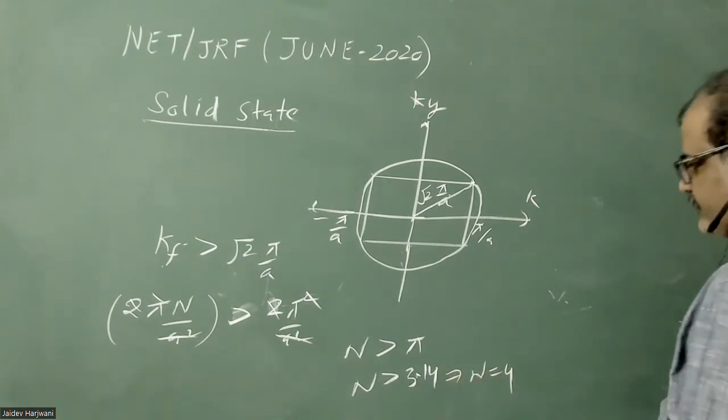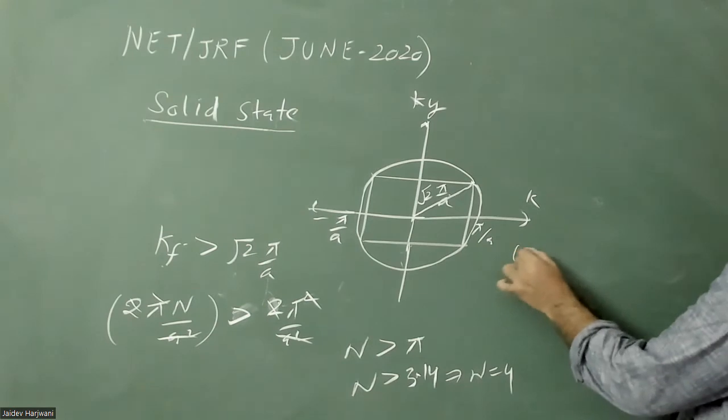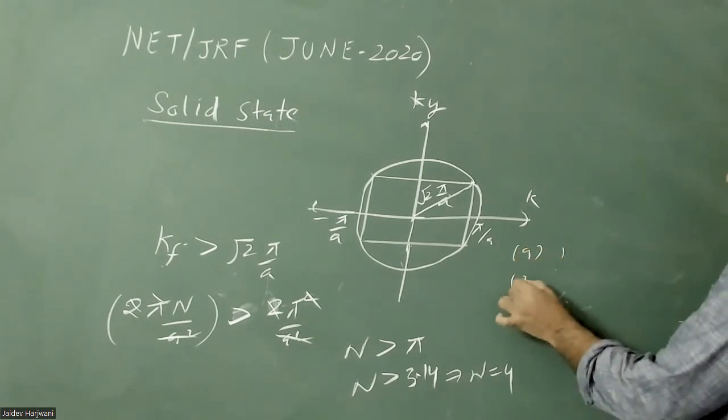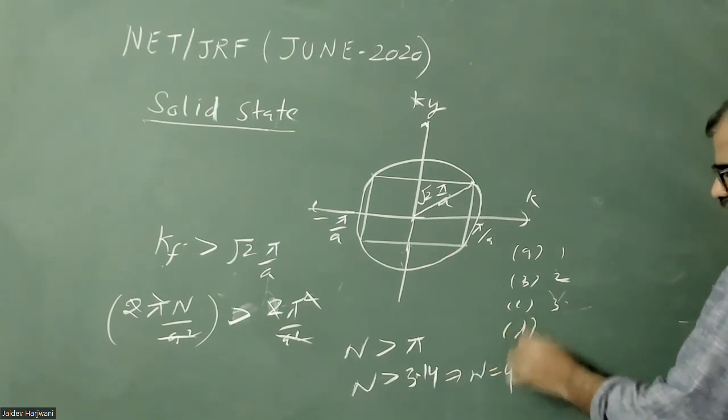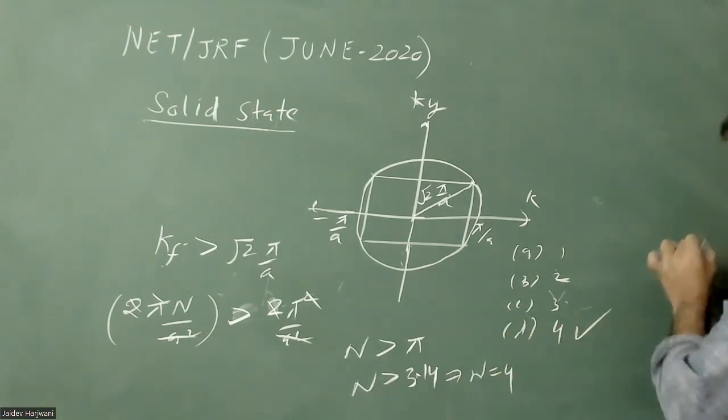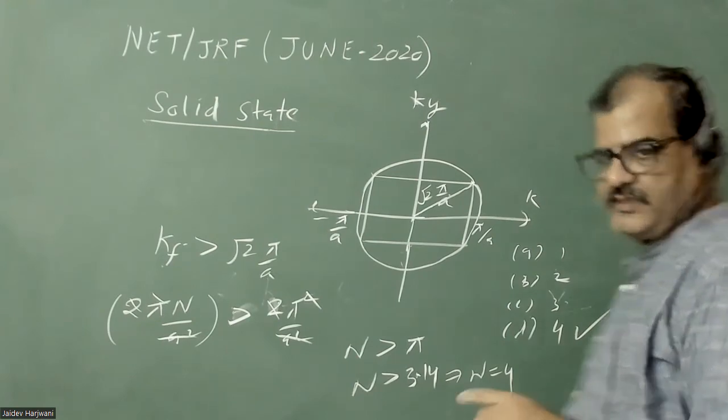In the options they are given n equals 1, 2, 3 and 4. So 4 is the correct answer for this question.